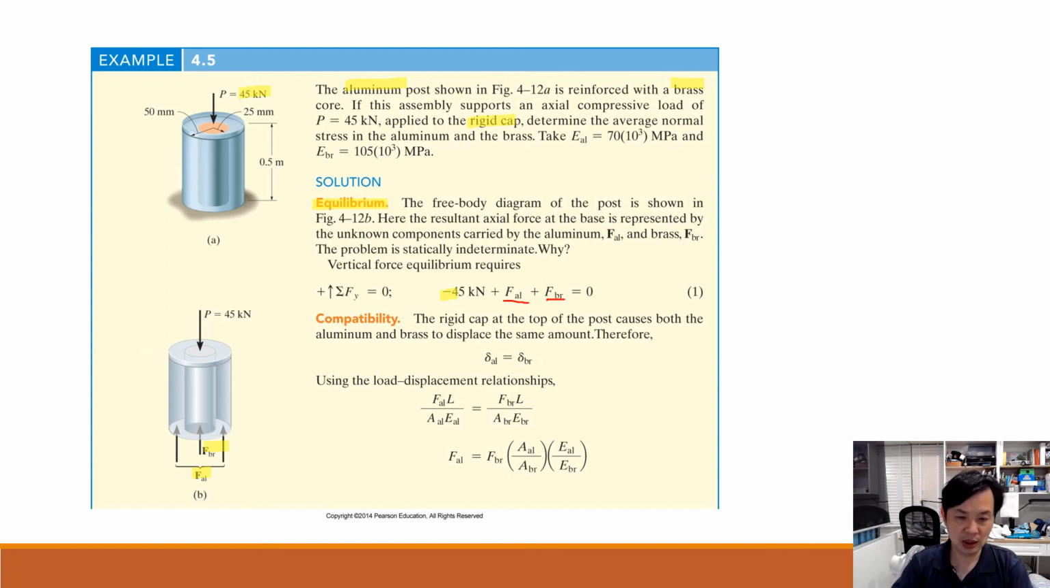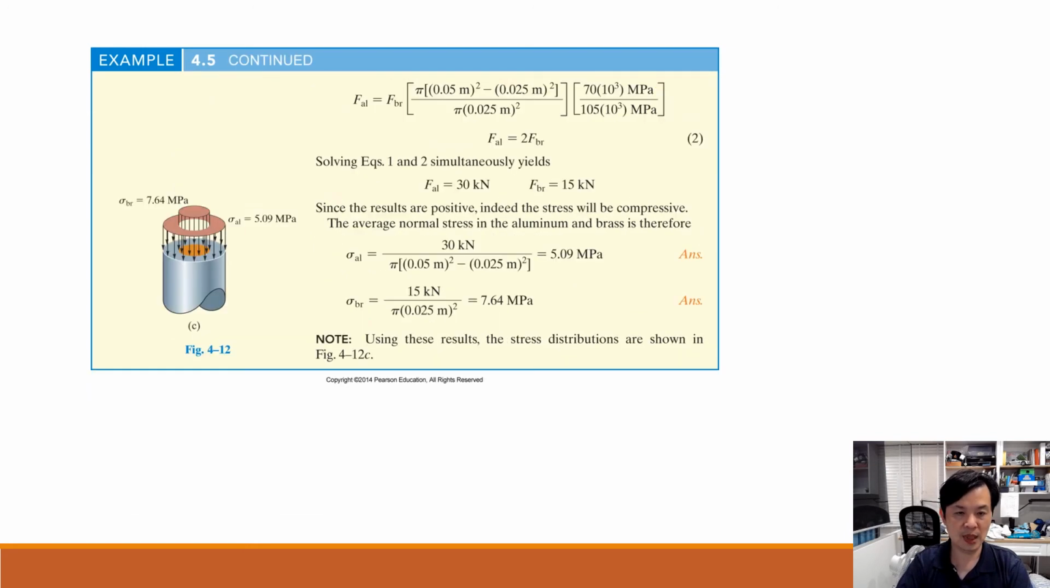So we know that this equation is satisfied: delta AL equals delta brass. Okay, using the load displacement equation, we put the corresponding force, area, and elastic constant in each case, and they should be equal. Then we get the second equation. Solving equation 1 and equation 2, we got this, the second one, okay?